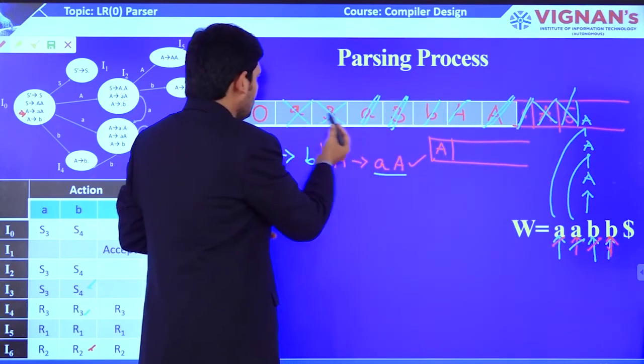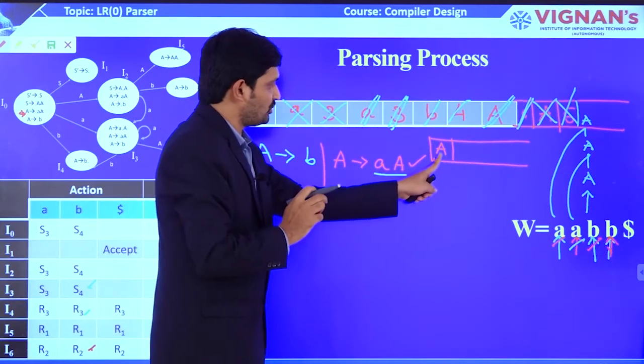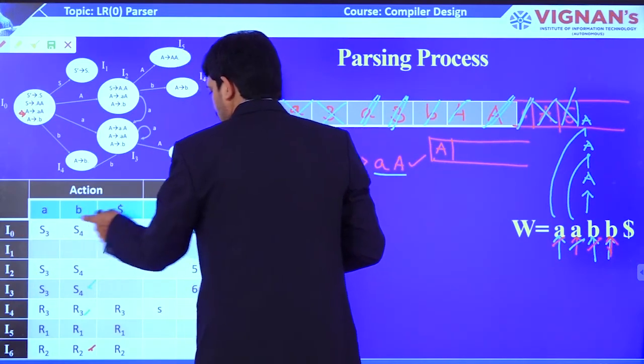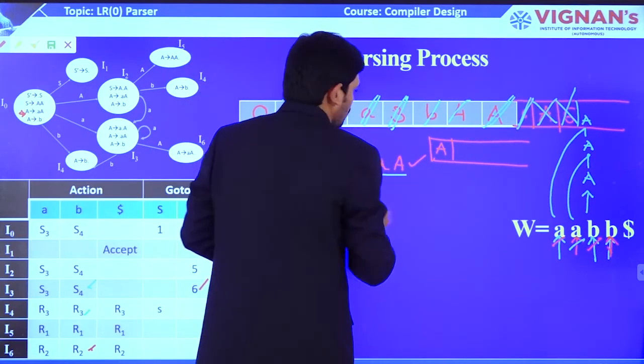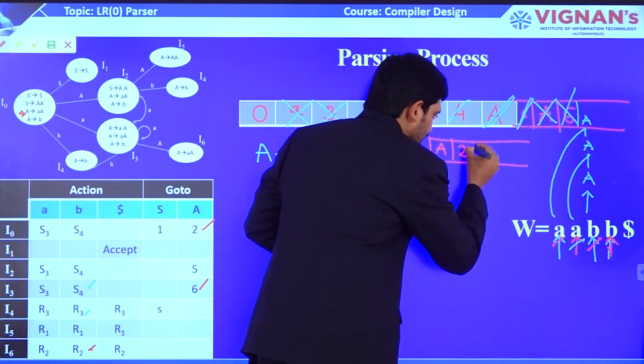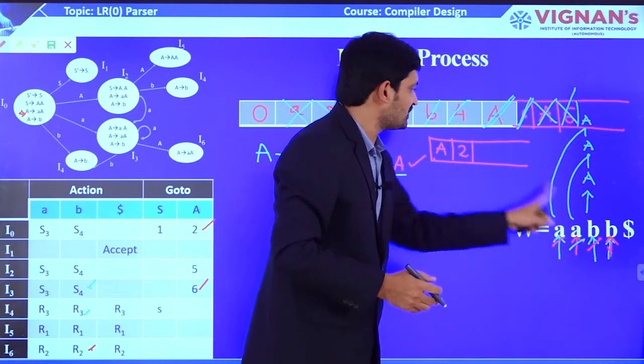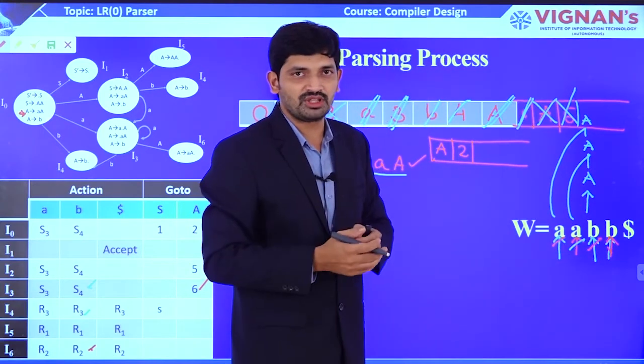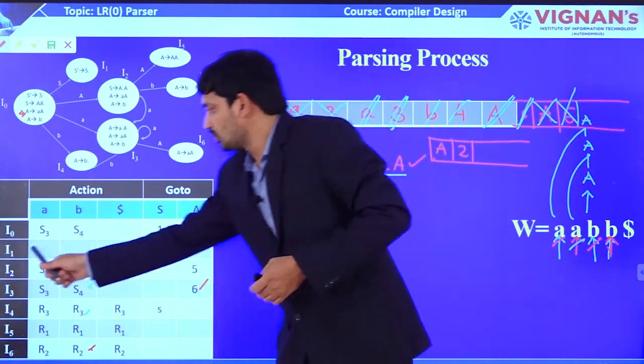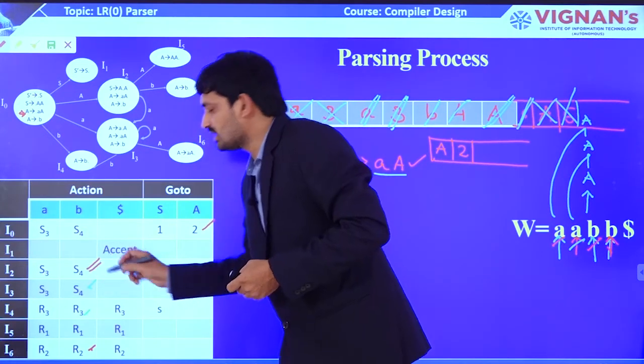So, if you go like this, 0 is there. So, what is 0 on capital A? You can find 0 on capital A is 2. So, I have to write 2 here. Now, what is the input pointer? B. What is 2 on B? Check 2 on B from the parse table. So, 2 on B is, you can find S4.